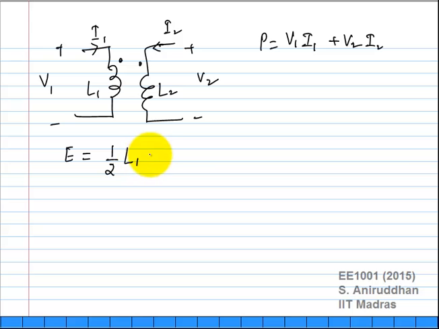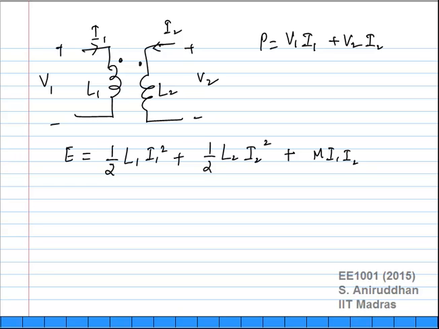Half L1 I1 squared plus half L2 I2 squared plus, this is what you must have got. Plus half M, plus M I1 I2. You won't get any 2 and all. This expression is right.